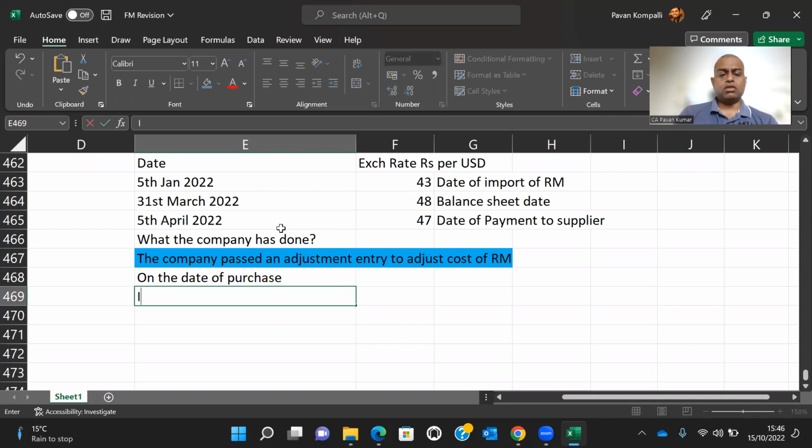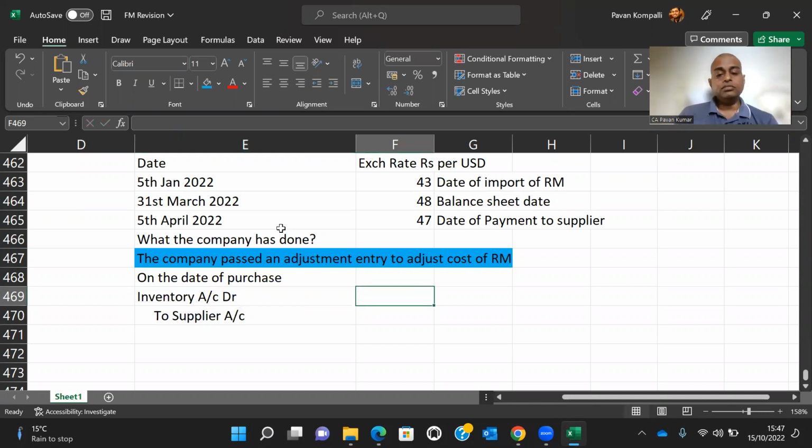Raw material account or inventory account. Inventory account debit to supplier account. Correct? This is the journal entry. Do you agree with me? You can write purchases account debit to supplier account also. No problem. But you can write inventory account debit to supplier account also. So here they might have written it at 43. Okay. This is correct. No problem.